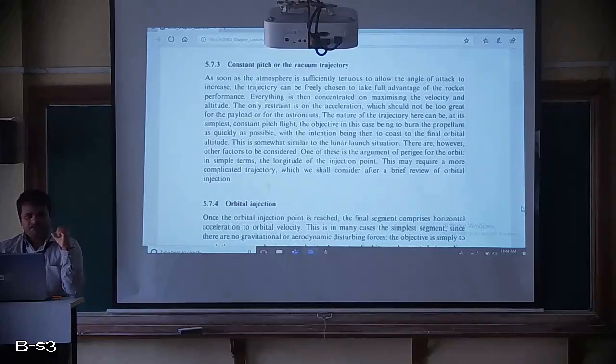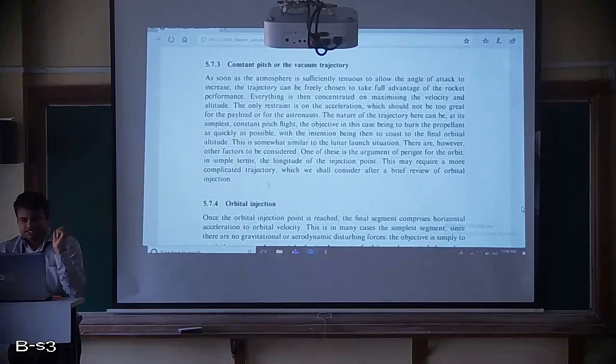But here some constraints are there. What is the constraint? If you accelerate more, what will happen? It will have a bad impact on the payload or on the astronauts who are sitting in the rocket. They will face difficulties. So that also we need to take into account and go to the highest velocity possible, such that by those velocities or accelerations, other things should not get affected.